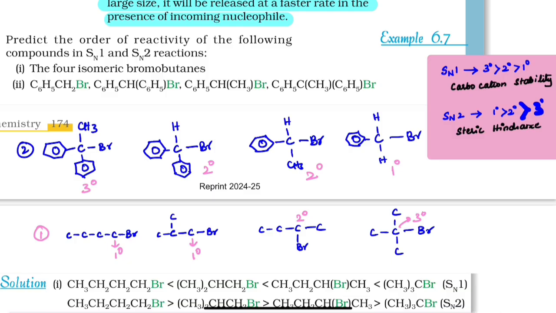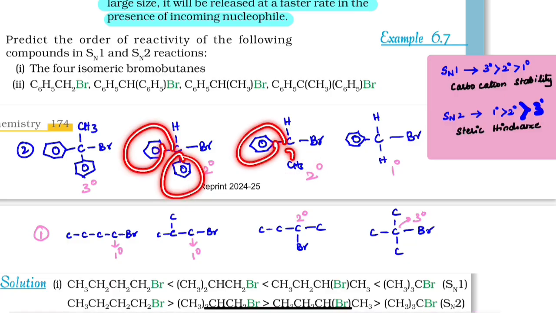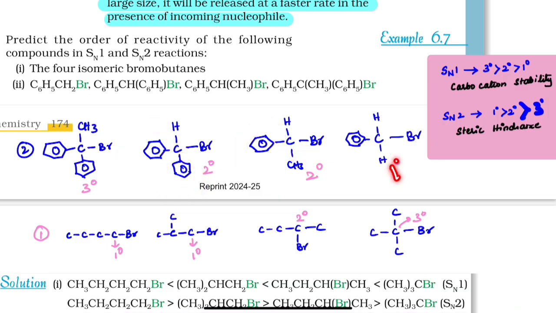Next we will check for the SN2 reaction. For SN2, what you have to check is steric hindrance. Here you can see steric hindrance is more for tertiary. And then secondary, if you compare, here the steric hindrance is more because of two phenyl rings. Here there is only one phenyl ring and one methyl group present, so steric hindrance is more compared to this. And in the primary carbon, steric hindrance is less. Therefore for the SN2 reaction, this is first place. Primary will be first, then second, then this is third and this is fourth.